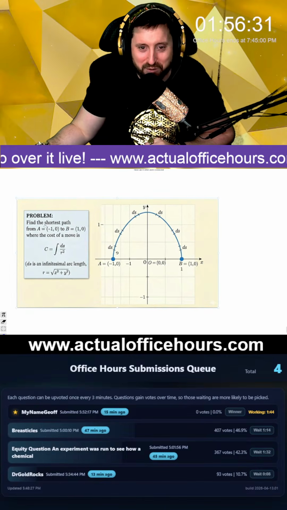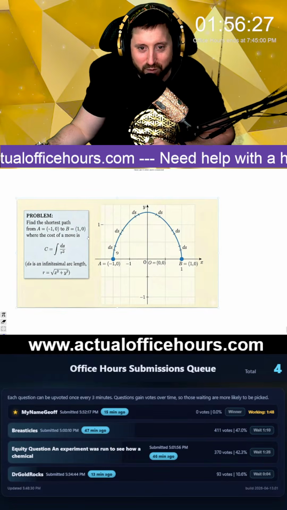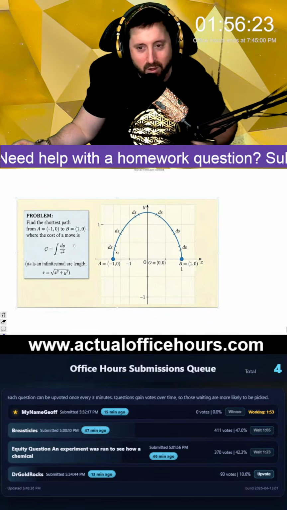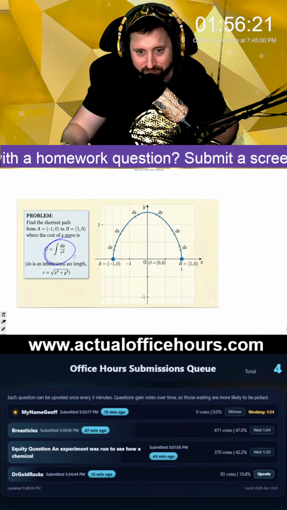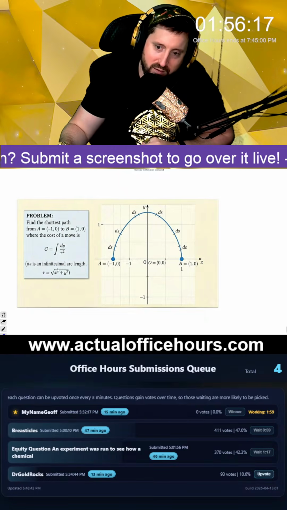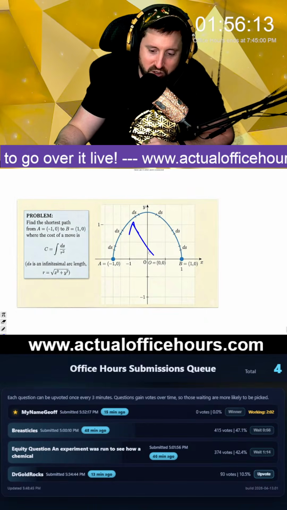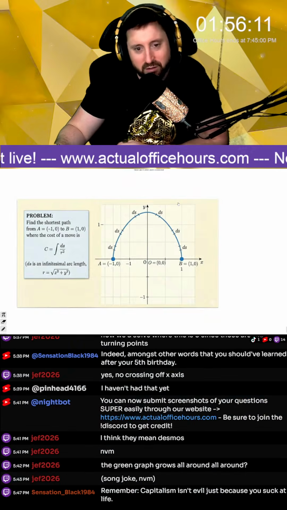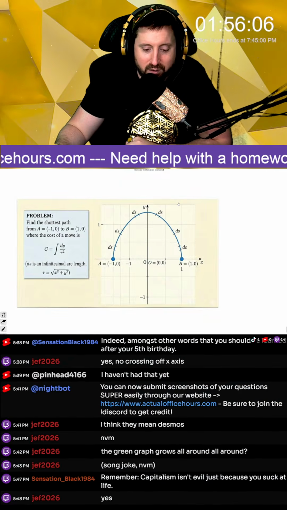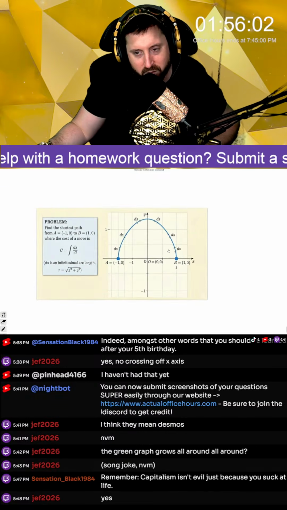Okay, find the shortest path from (-1, 0) to (1, 0) where the cost of a move is equal to... Oh, interesting. Okay, so the cost goes down as r goes up. So the further you are from the origin, the cheaper it is. That's kind of cool. ds is an infinitesimal arc length. Okay, is this just an optimization question?